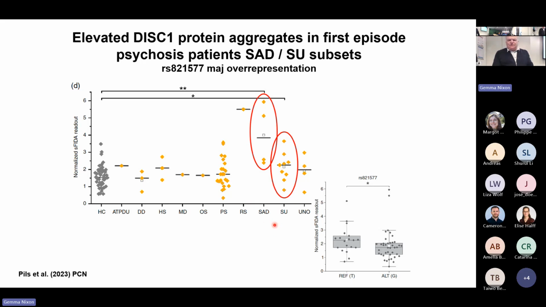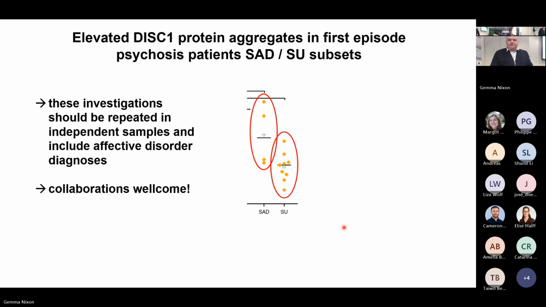seasonal affective disorder and undefined schizophrenia. So it's this kind of borderline diagnostic spectrum with affective disorders and atypical cases that seem to be particularly associated to DISC aggregates or to DISC-related pathology. And also a genetic polymorphism segregated with these aggregates.